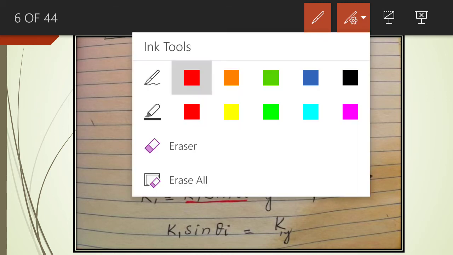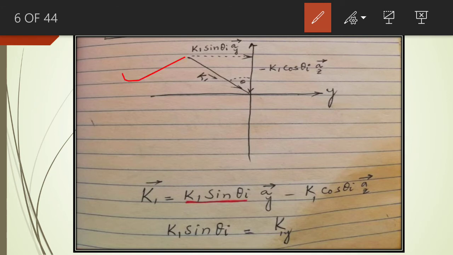So we resolve K1 into two components with the help of this particular diagram. This is the component which is along y-axis, and this is the component which is along negative z-axis. So K1 is equal to K1 sine theta I Ay minus K1 cos theta I Az.